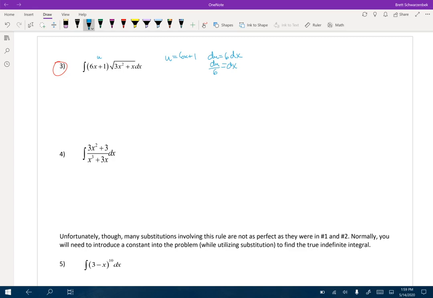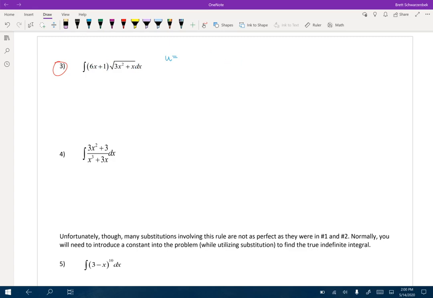So if I plug u in here and this goes away, and I put dx as du over 6, is there any way to get rid of the x's and the radical that are sitting here with this method? The answer is clearly no. There's nothing that's going to cancel out those x's and make them u's, based on the substitution that I just did, which means that substitution is wrong.